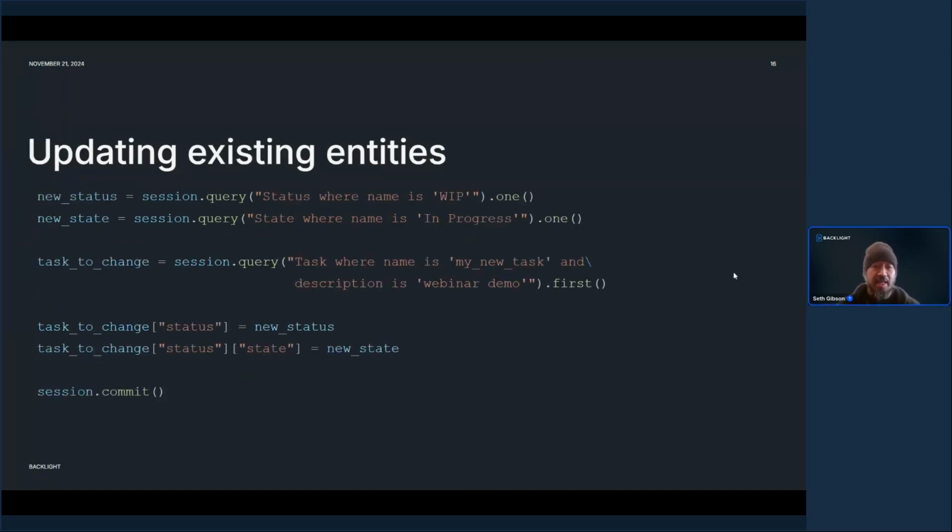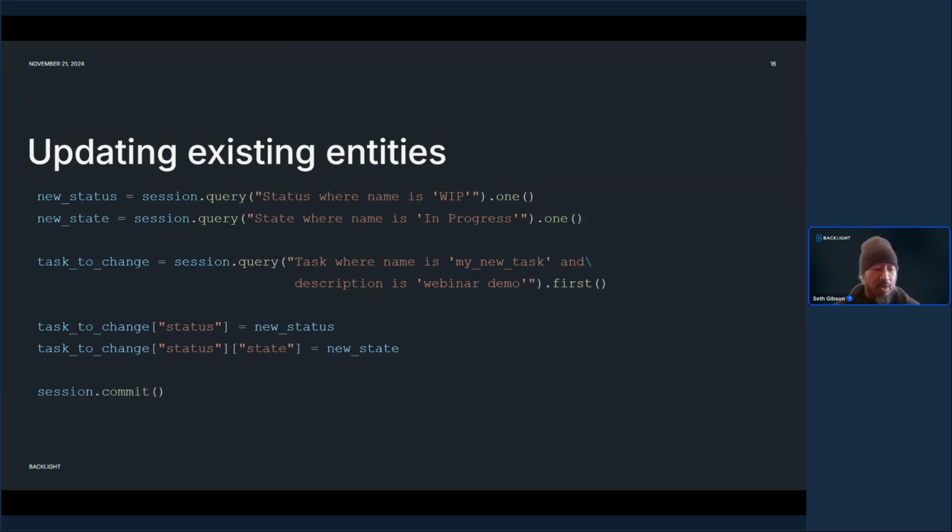If we want to update, again, we think of an entity for working purposes as basically a dictionary or a hashable object. So we issue a query to make sure that we get the reference to whatever it is we're trying to get. In this case, we're updating a task status, and we'll see how this works again in the actual practical example. But so we query for our status and state. We query for the task that we want to set the status and the state on, and then we set the value via the keys.